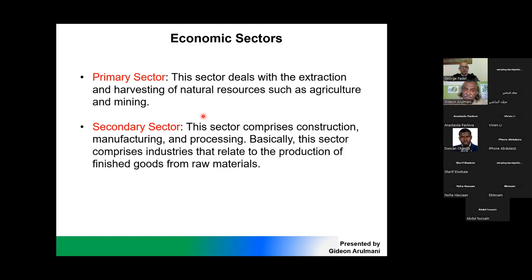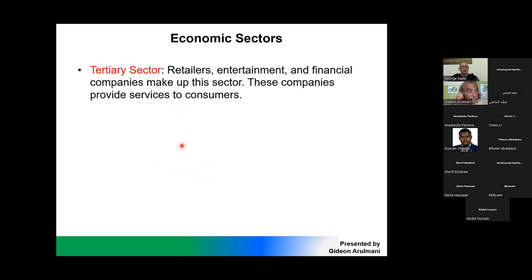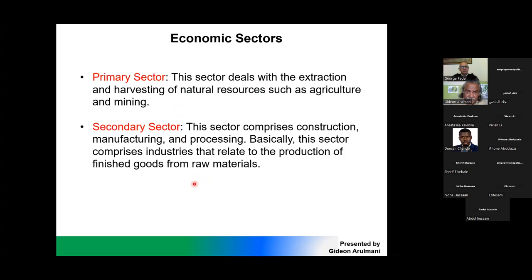It's the secondary sector. This sector comprises construction, manufacturing, and processing. Basically, this sector comprises industries that relate to the production of finished goods. Primary sector gets out the raw material, secondary sector produces it, polishes it, cleans it, refines it. Okay? Then you have the tertiary sector.